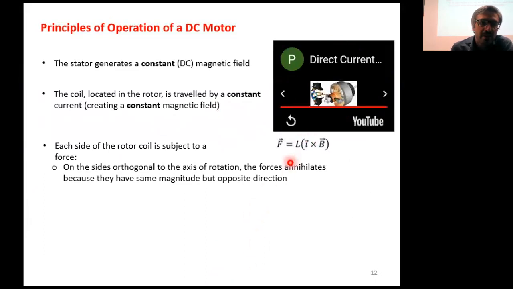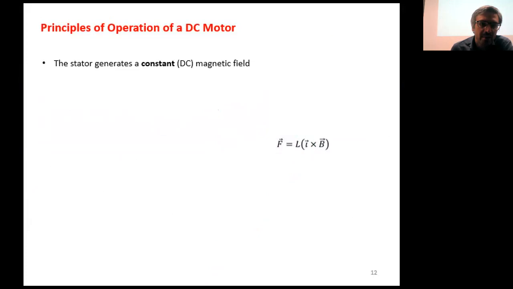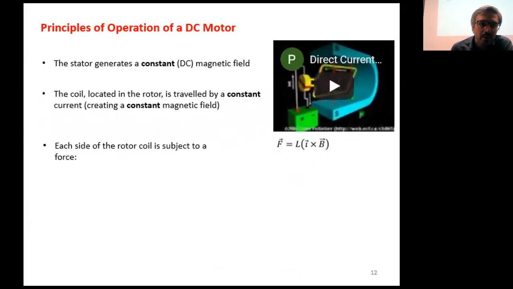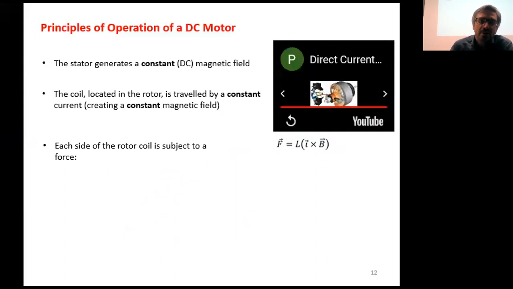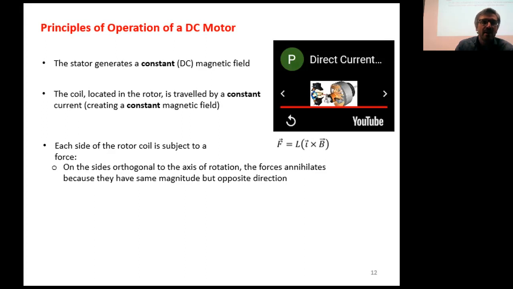I will show you again the animation. Whenever the current in the coil is shifted, every half turn, if you look at the Lorentz force that is generated on the coil, whenever the current is running in one direction, a couple of forces is generated that creates a torque.